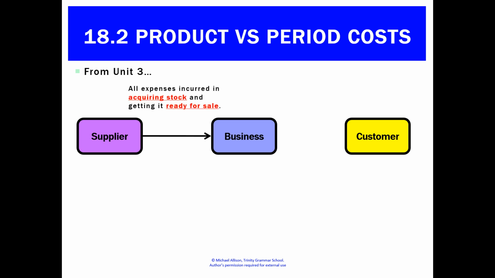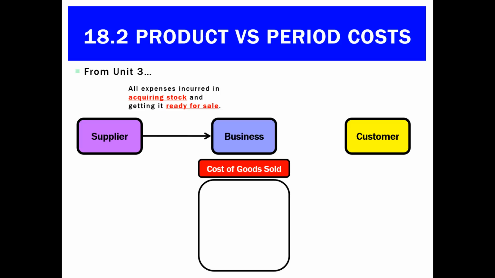What we already know is that when we buy stock, we're going to incur some expenses from suppliers incurred in acquiring stock and getting it ready for sale. And we call those cost of goods sold. So we have things like cost of sales, cartage in, the packaging, the buying expenses, and customs duty.